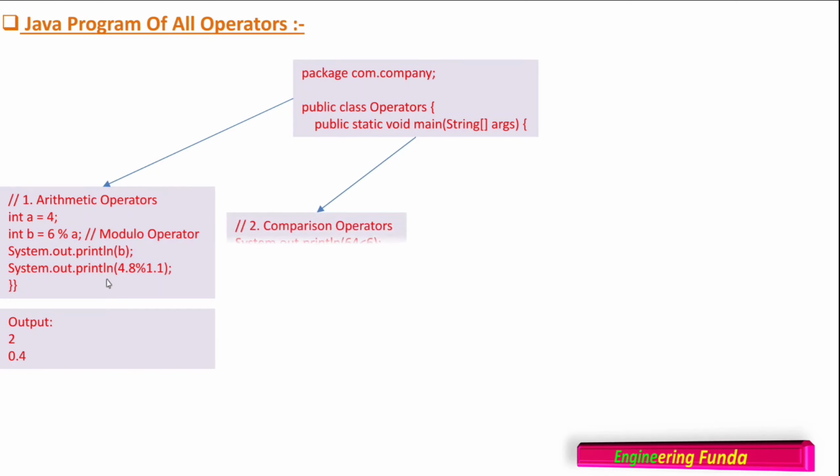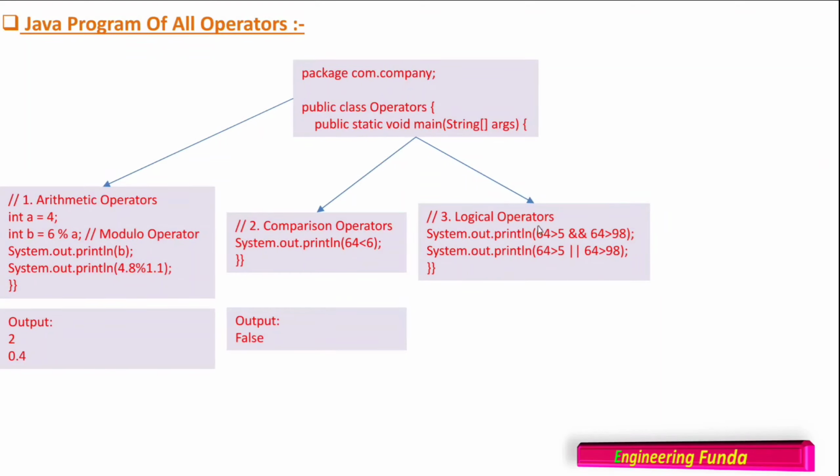Let us look at another operator, that is the comparison operator. So here we have written system.out.println 64 less than 6. If this expression is correct, it will print true. If it is not correct, it will print false. So here, is 64 less than 6? No, so it should print false.